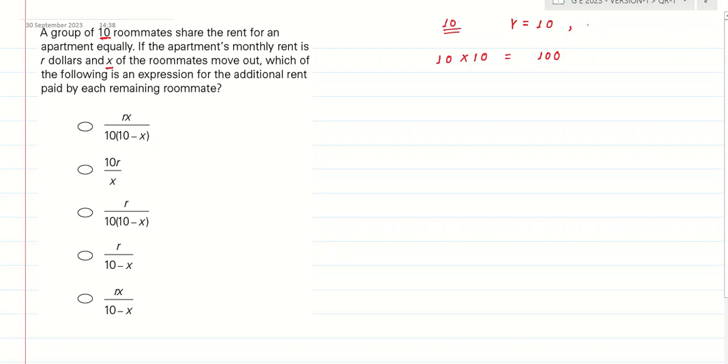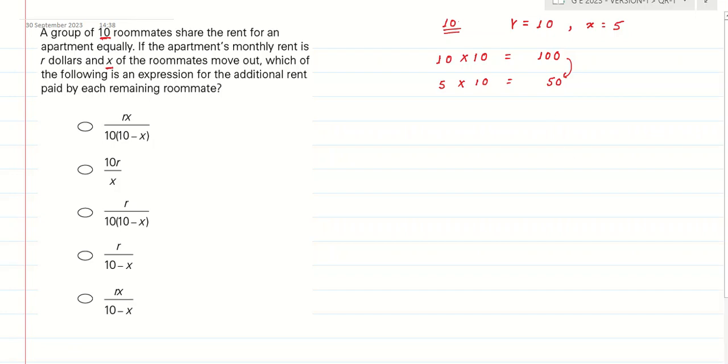Now, X people moved out. So what do you want to assume for X? Can you assume 5? Assume any number. I like the number 5 here because it's easier to solve. So now 5. What should be the room rent now? Everybody is paying $10. So what is the room rent now? 50.